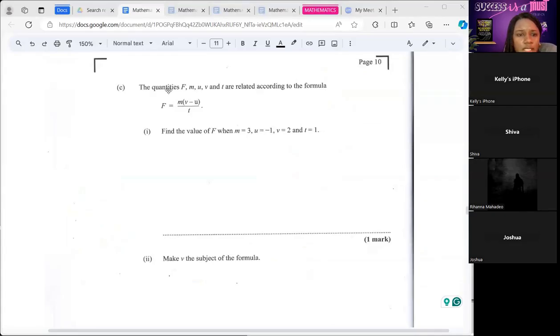Yeah, so we have here the quantities F, M, U, V, and T are related according to the formula. So the formula is F is equal to M open brackets V minus U over T. So they want us to find the value of F when M is whatever. To me, that's easy. All you have to do, where you have M, you replace it with 3. Right? And where you have V, replace it with 2.